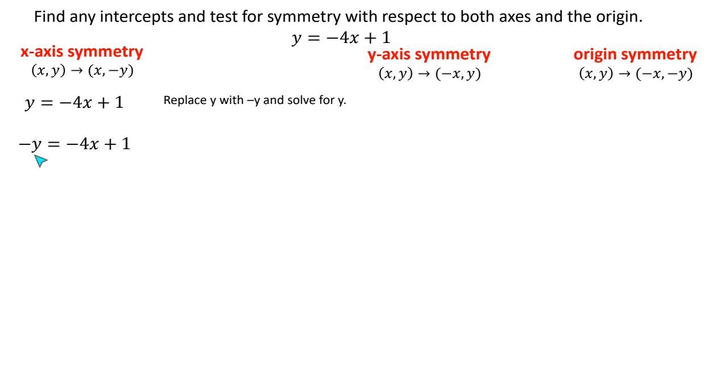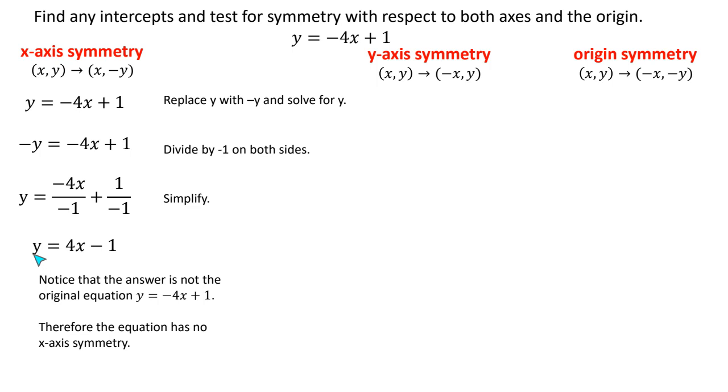In order to solve for y here, I would divide by negative 1 on both sides. So I would end up with y equals negative 4x divided by negative 1, and 1 divided by negative 1. If we simplify, we end up with y equals 4x minus 1. What you want to do is compare your answer, y equals 4x minus 1, with the original equation and see if they're the same. If they're the same, then that means that you have symmetry on the x-axis. In our example here, they're not the same, so there's no symmetry on the x-axis. So we need to check the y-axis.